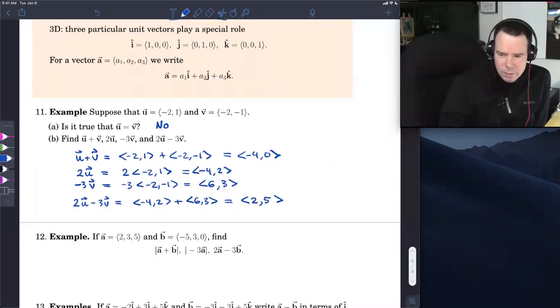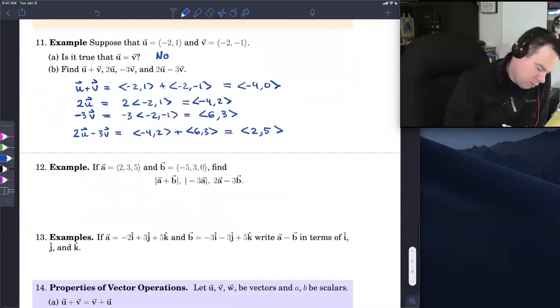So you notice that in order to do this linear combination 2u minus 3v, we do each of the individual vectors first and then add their corresponding results. Let's look at another example. This one involves magnitudes now. So I want to know what the magnitude is of a plus b.